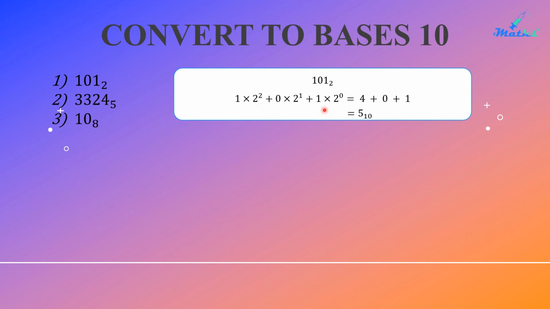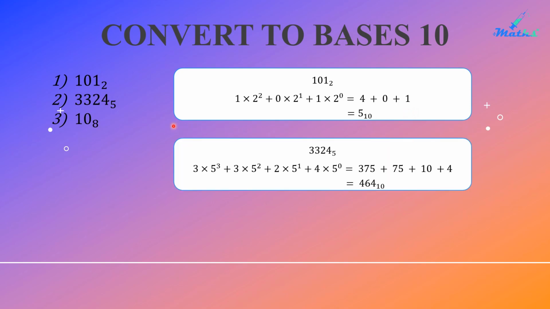So 0, 1. Why is it 1? Because the first number is 1 and the second number is 0, so you take the 0, multiply with 2 power 1, add on the power, and put it in the next. The next is 2 power 2 multiplied with 1. Why 1? See, 1 is there. So 1 multiply with 2 power 2 is 4, 0 multiply with 2 power 1 is 0, and 1 multiply with 2 power 0 is 1. So you get the answer 5 in base 10.